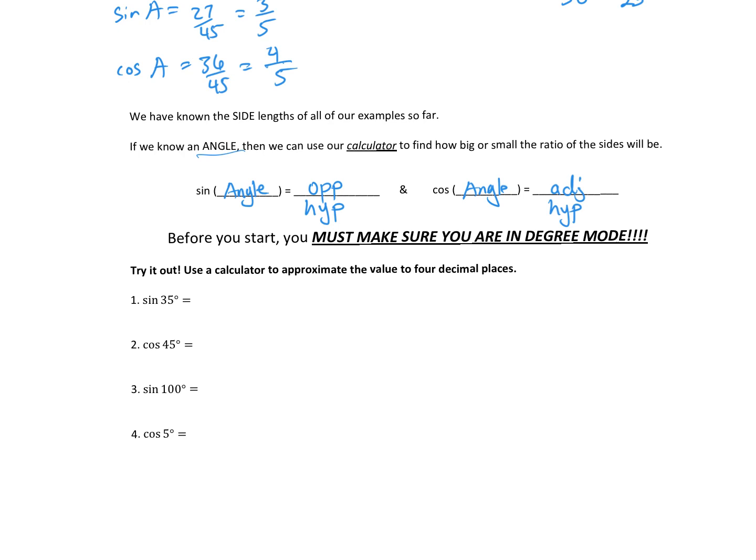So here, let's try some of this out. Use a calculator to approximate the value. So we're just going to punch in sine of 35 into our calculators. And this gives me 0.5736 to 4 decimal places. Cosine of 45 gives me 0.7071. Cosine of 100, punch that into a calculator, 0.9848. And cosine of 5 equals 0.9962. We'll definitely be going over in class on how to do this.